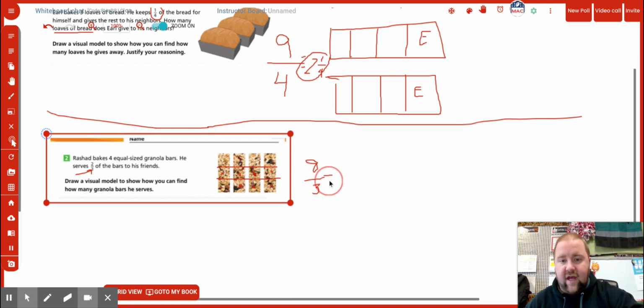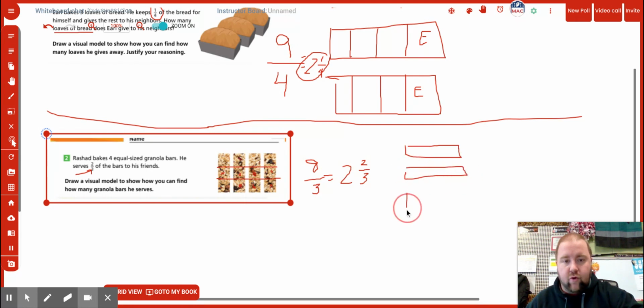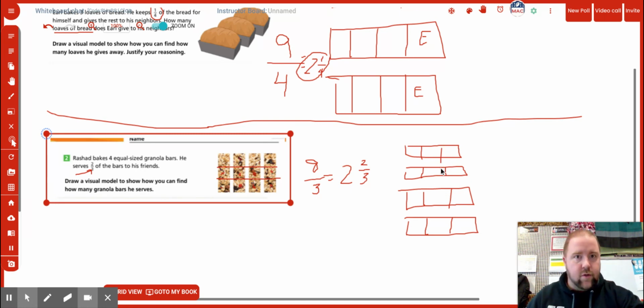So 8/3. Again, 3 goes into 8 2 times with a remainder of 2, and 3 is left over. Now, if I didn't have those granola bars, I literally just would have drawn 4 rectangles to represent the 4 granola bars, and each of those I would have to break up into thirds, again trying to make them as equal as possible. I know sometimes it's difficult to make them equal, but when we deal with these fractions, we know that we're dealing with equal pieces.